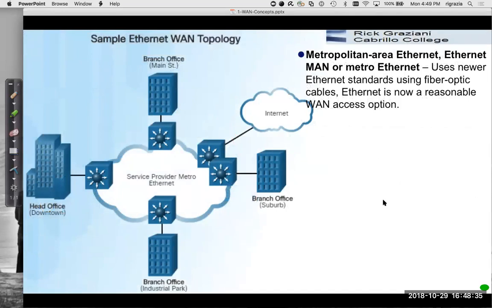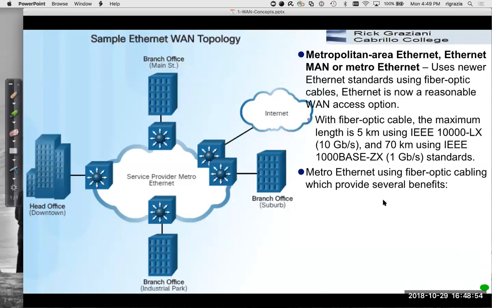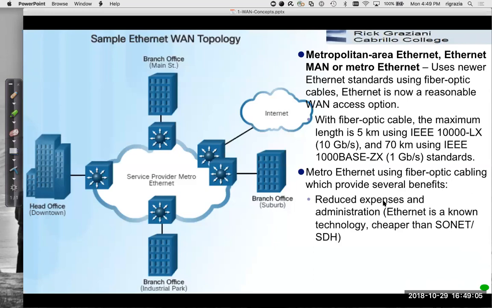Now what we're getting into nowadays is stuff called Metropolitan Area Ethernet, also known as Ethernet MAN or Metro Ethernet. Inside the provider's cloud, there's a lot of fiber optic. Most of this is done over fiber within the service provider's cloud. How they actually do it in the cloud is up to the provider themselves. But as far as connecting to the Metro Ethernet cloud, it looks just like Ethernet. So it's a technology that is already known by the people connecting to the cloud.